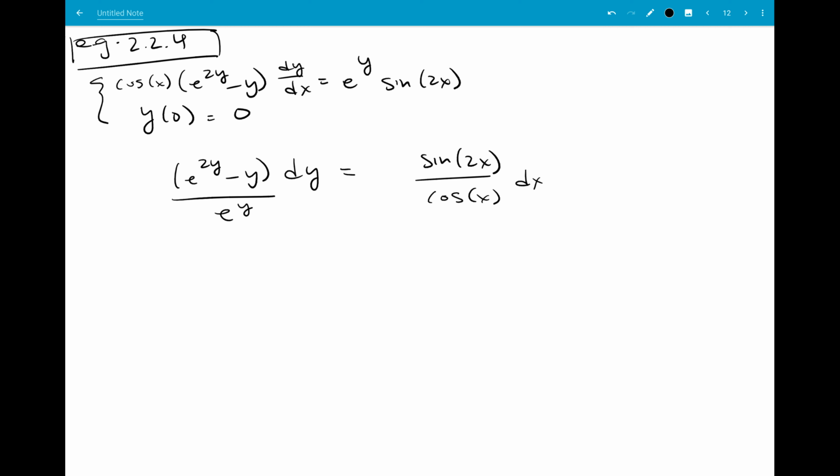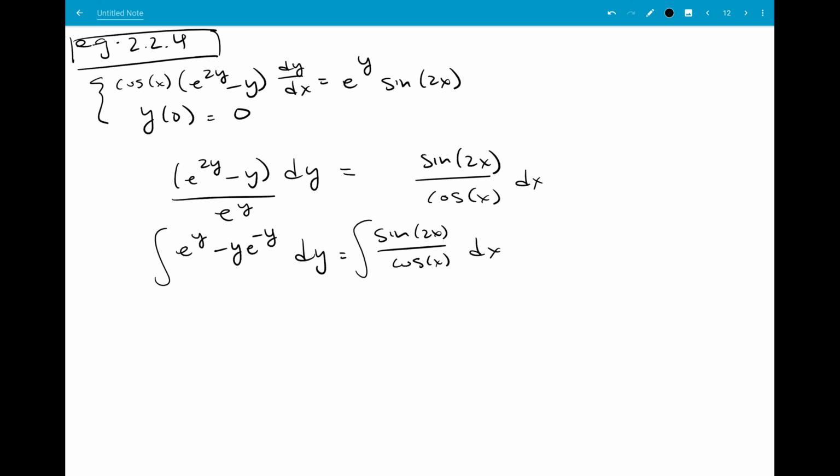And I'm going to go ahead and distribute this fraction right here. So e to the 2y over e to the y is just e to the y. y over e to the y is just minus y e to the minus y. Like that. And our next step would be to integrate this.